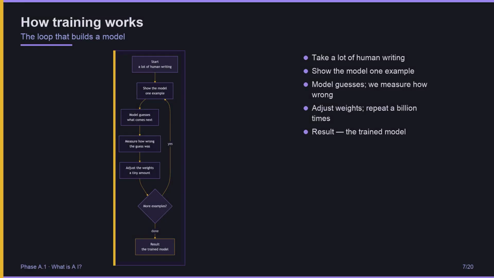Here is how training works, in plain English. We take a lot of human writing, articles, books, web pages, code. We show the model one example. The model makes a guess about what should come next. We measure how wrong the guess was. Then we adjust the model's weights, just a tiny amount, so it would do slightly better next time. And we repeat this, billions of times, on billions of examples. The result is the model. A program with very carefully tuned patterns.